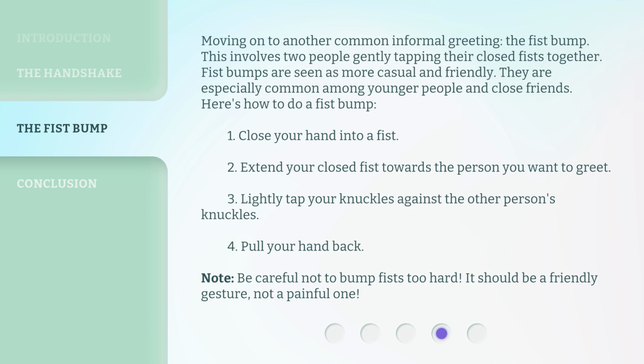1. Close your hand into a fist. 2. Extend your closed fist towards the person you want to greet. 3. Lightly tap your knuckles against the other person's knuckles. 4. Pull your hand back. Note: be careful not to bump fists too hard. It should be a friendly gesture, not a painful one.